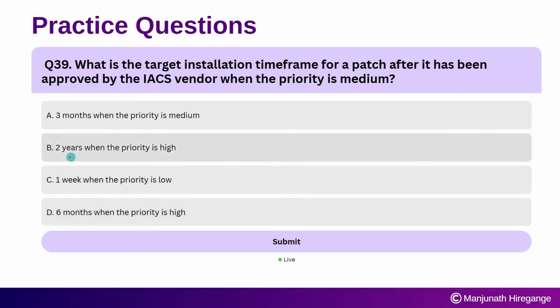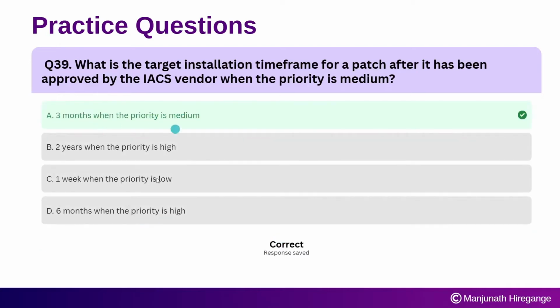As you can see here, we are saying priority high, 2 years, so obviously this is not the correct answer. 1 week when the priority is low, low can take more time. 6 months when the priority is high, but 3 months when the priority is medium. Out of these, this is most relevant. Why? Because high priority patches usually demand much faster action due to their critical nature. Waiting for 6 months would expose the system to unnecessary risk, making this option inappropriate. But 3 months when the priority is medium, definitely yes.